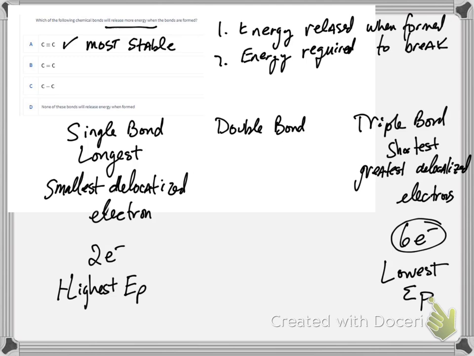So just keep in mind there's a couple versions of this problem, but energy is required to break a bond. The greatest amount of energy required to break a bond is the triple bond, but saying the amount of energy released to break a bond is incorrect, right? Because you release energy when a bond is formed, but you require energy to break it.